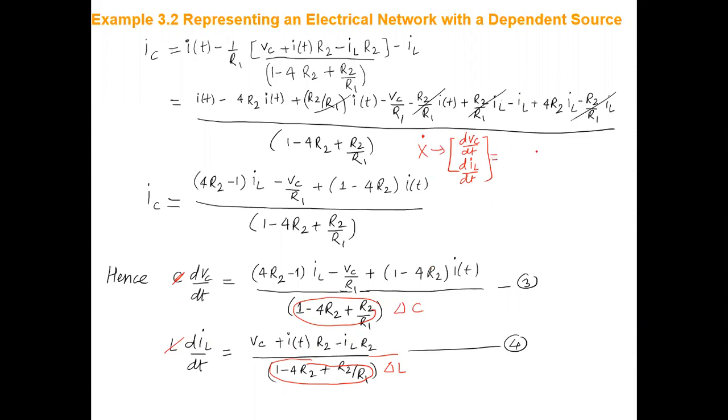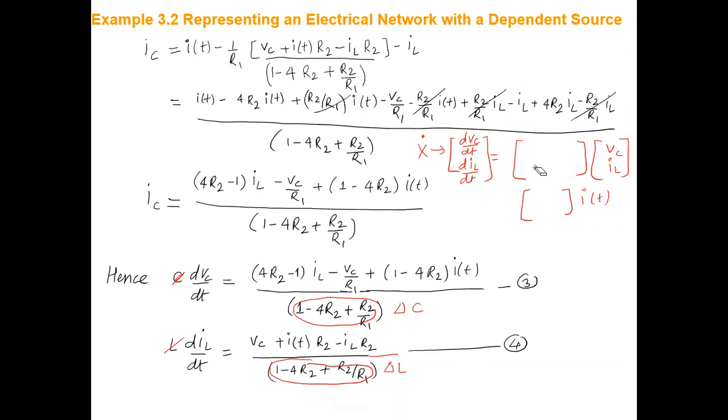Equals something times X. X is what? VC and IL. Now you need to figure out this something here. Then something times U, right? U is IT. Let's figure this out.